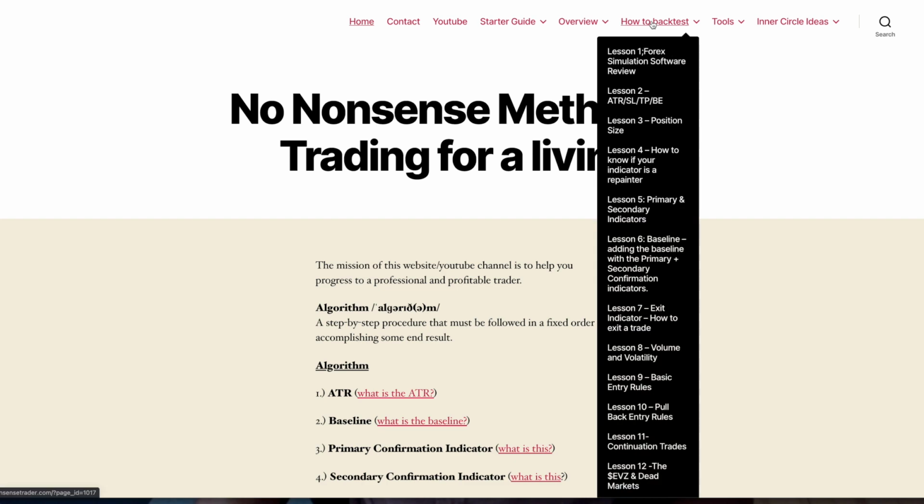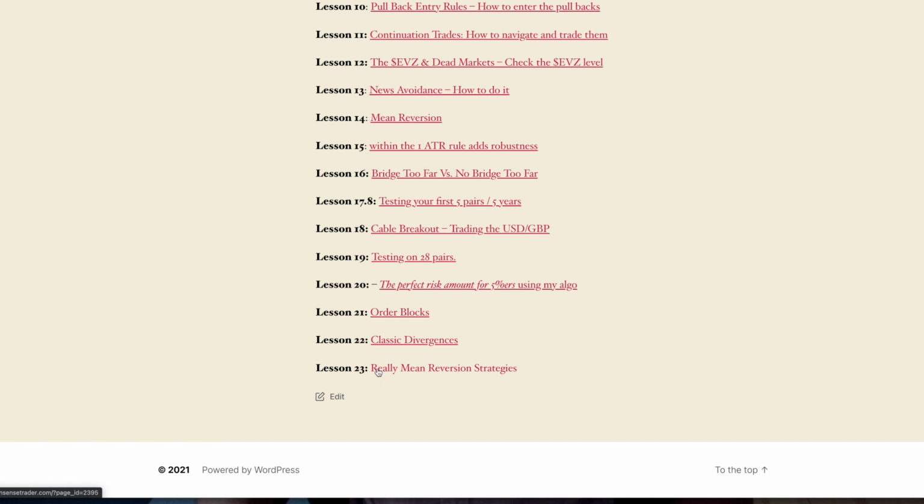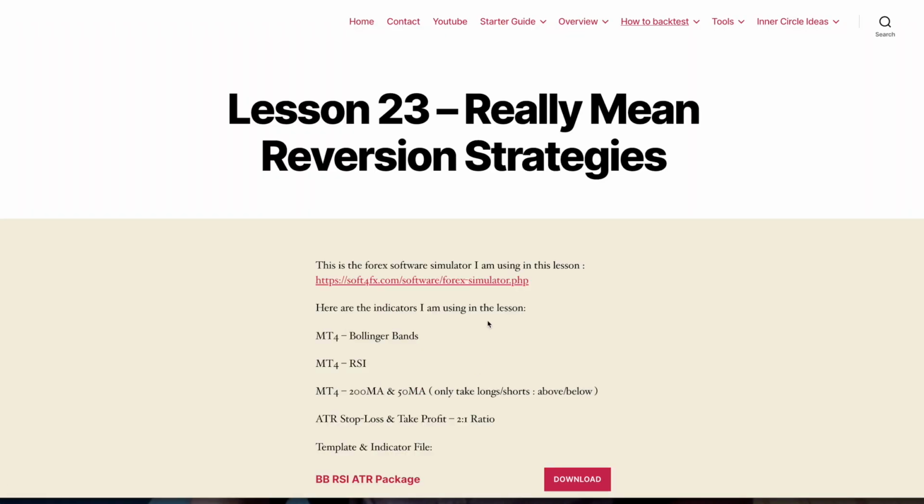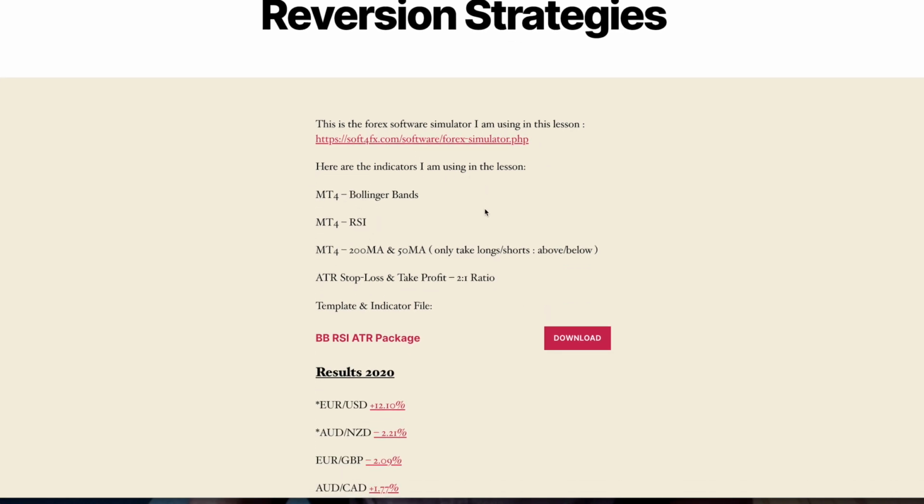Okay, click on how to backtest, or you could scroll down, whatever, and get the mean reversion strategies. Click on there. This is the backtesting software I'm using. And then this is everything I'm using, and you can download it, the template, and the ATR stop loss. These 2 indicators right here, Bollinger Band, RSI, and the moving average, are already on your MT4 stock, so you don't need to put those in there. You just need to, inside this file, there's a template.